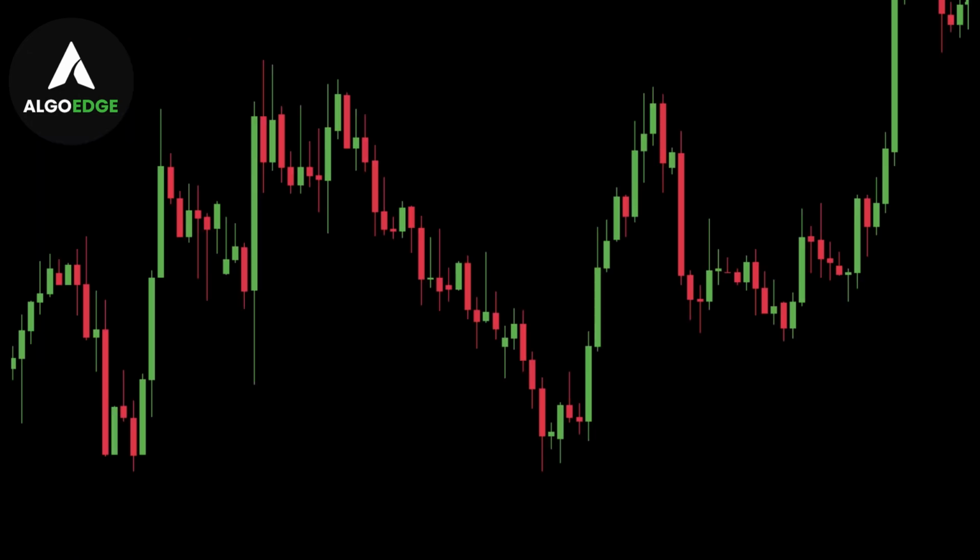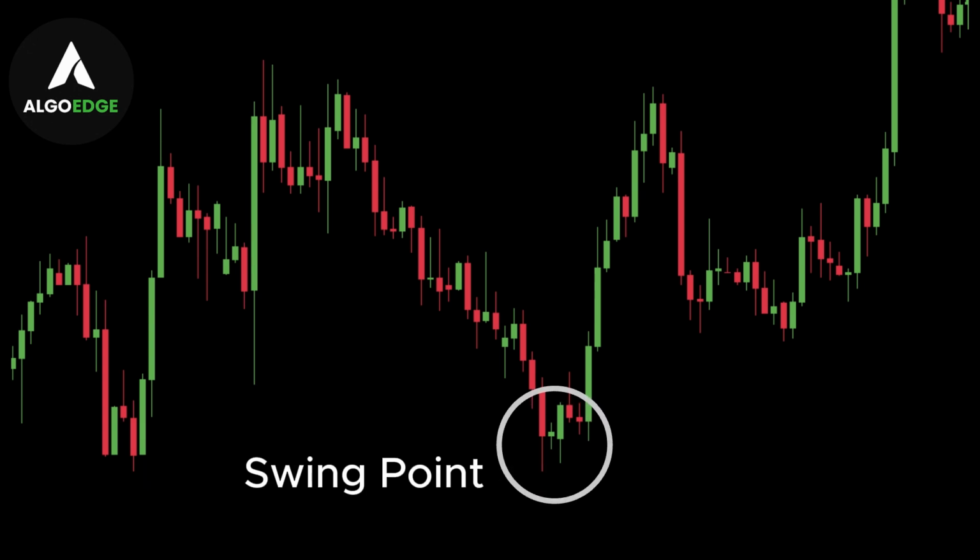But before we can trade with trend lines, we first need to learn how to draw them correctly, because if you get this part wrong, the rest of the strategy becomes useless. The first step in drawing a trend line is identifying swing points on the chart. Swing points are areas where price moves into a level and then clearly moves away from it.